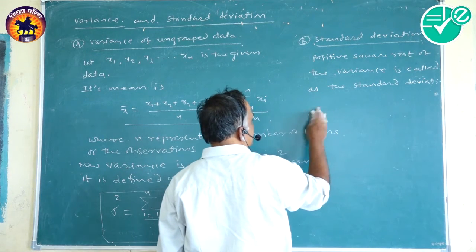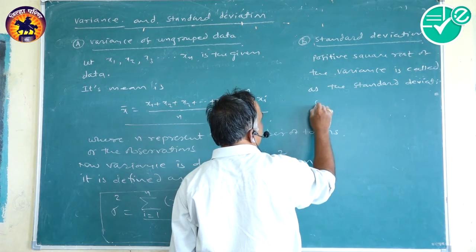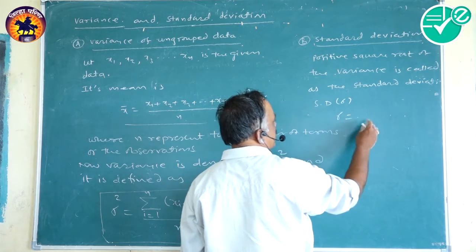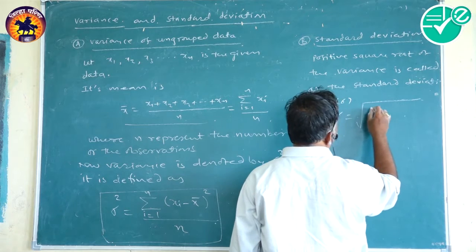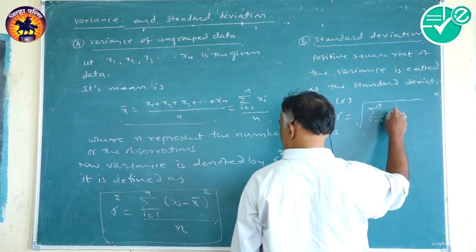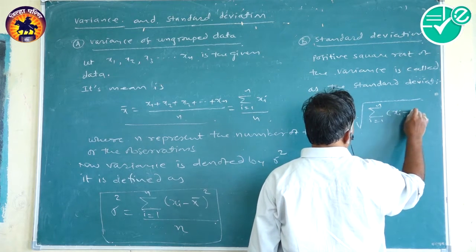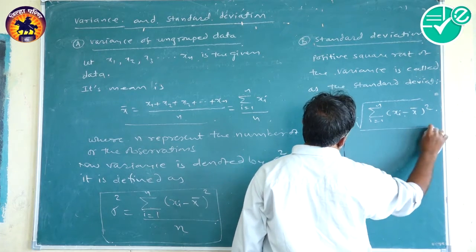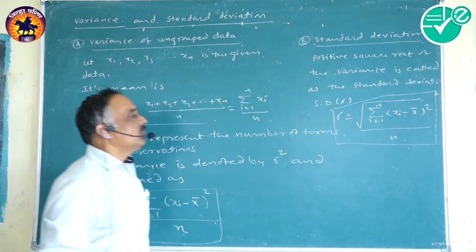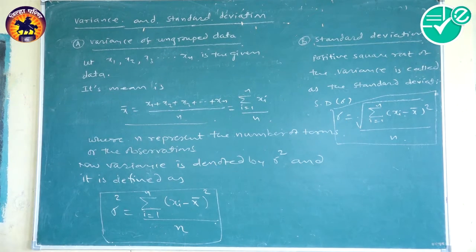And therefore standard deviation will be denoted by sigma is equal to square root of sigma i is equal to 1 to n (xi minus x bar) whole square divided by n. This is the formula by means of which we will get the standard deviation.